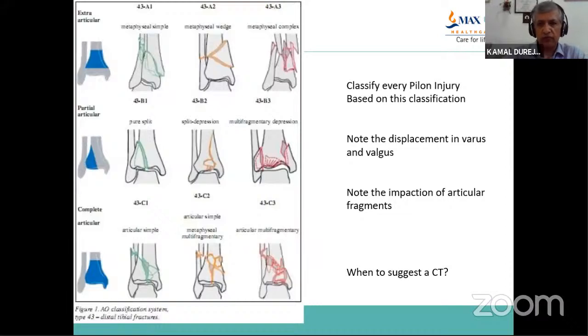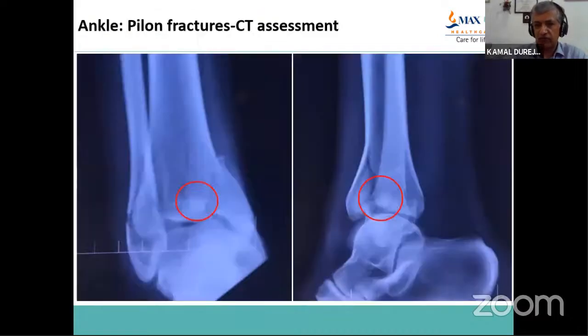Also note the displacement in varus and valgus, and note whether there is any impaction of the articular fragments. Why is it important? Because that will suggest to me, like in this case, I can see this impacted fragment in a pilon injury, but the anatomy of this intra-articular fragment, which has moved proximally, is not very clear.